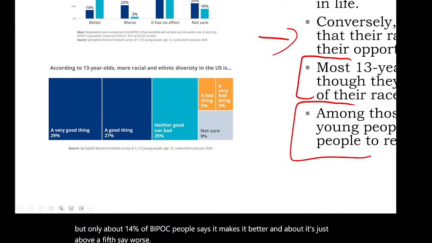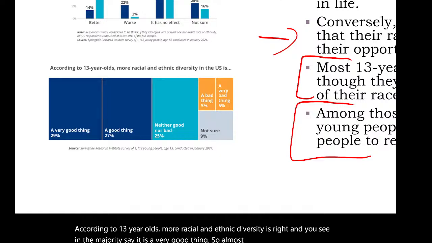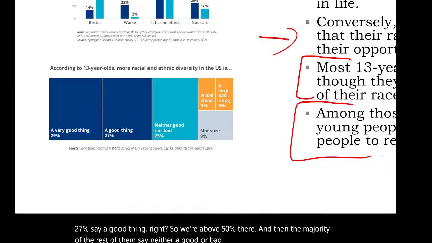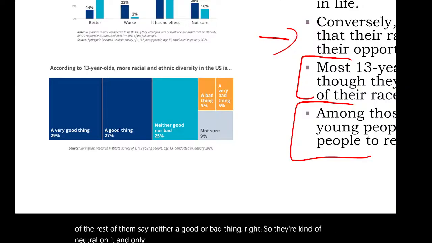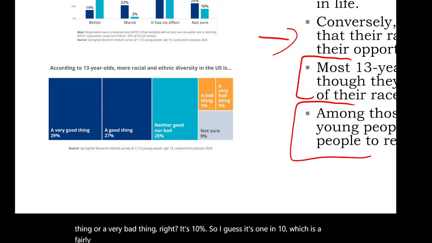And the last one here: according to 13-year-olds, more racial and ethnic diversity is... and you see well, the majority say it is a very good thing. So almost 30% say a very good thing, 27% say a good thing, so we're well above 50% there. And then the majority of the rest of them say neither a good nor a bad thing, so they're kind of neutral on it. And only a tiny percentage of 13-year-olds think that it's a bad thing or a very bad thing. It's 10%, so I guess it's 1 in 10, which is a fairly big number, rather. But still really, really small compared to the other groups.